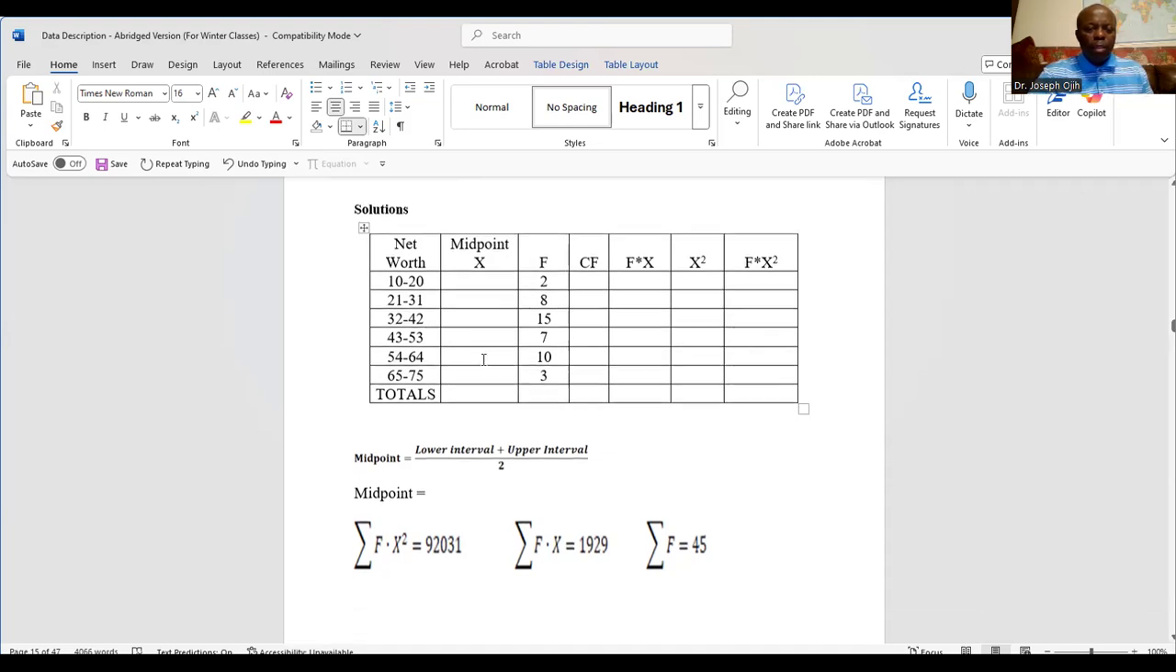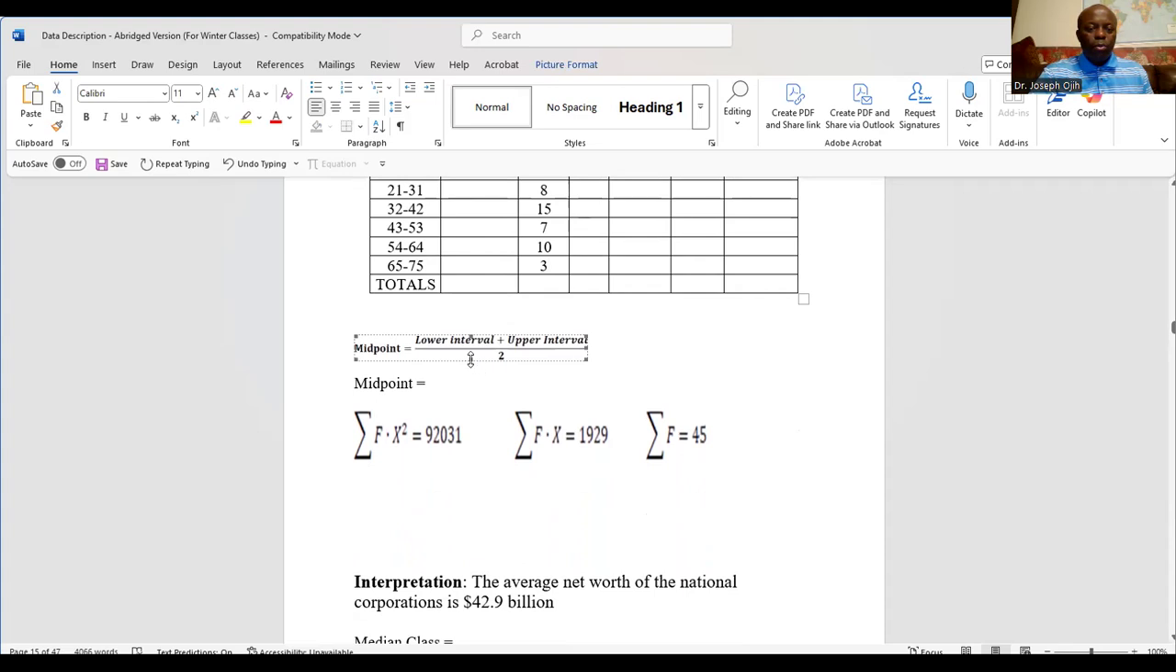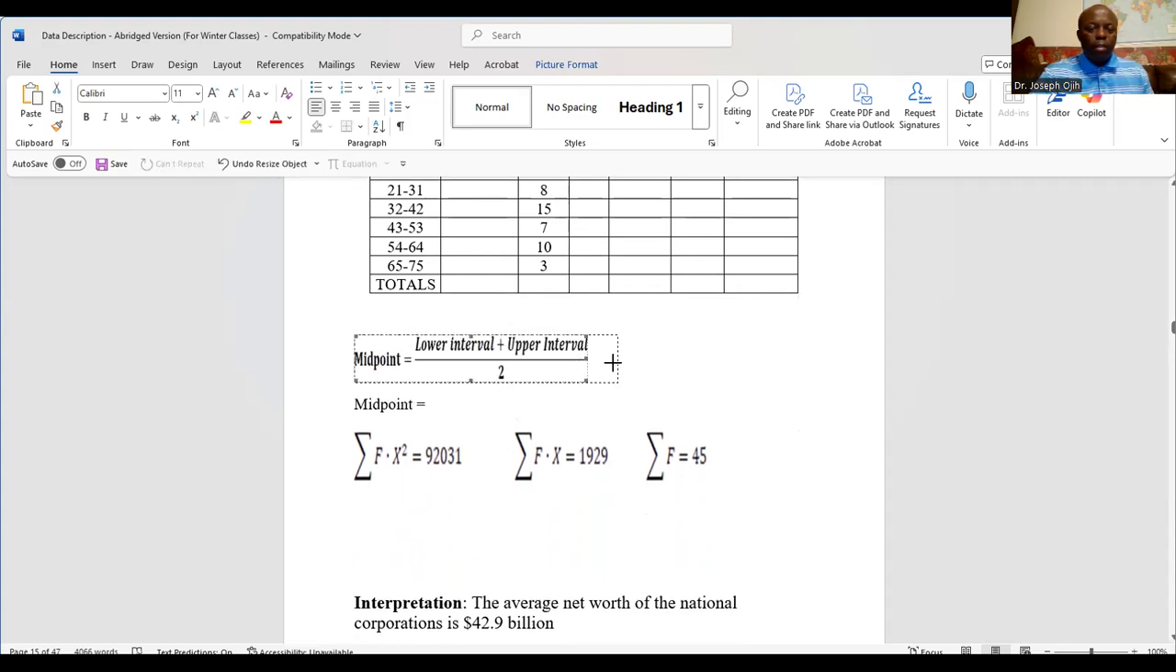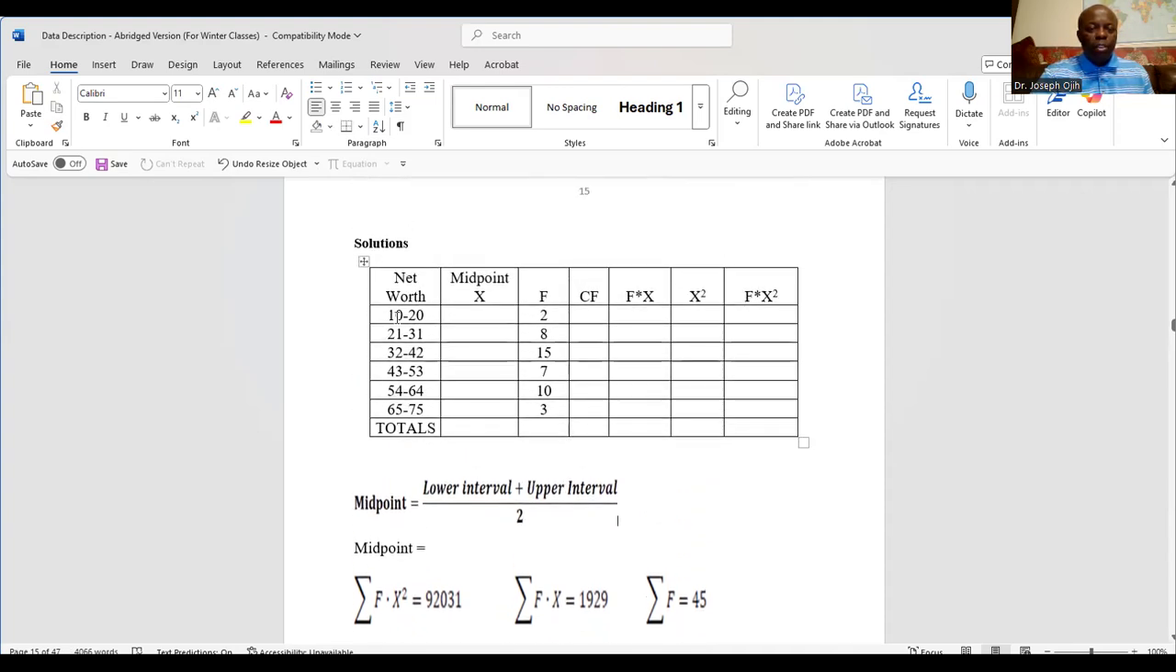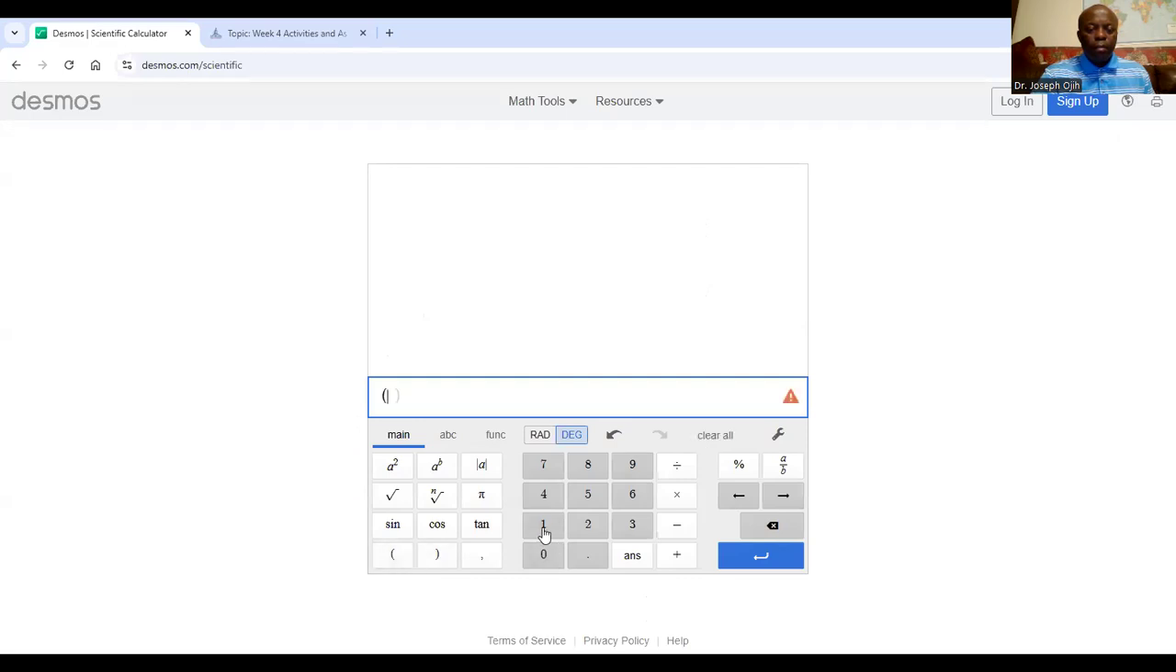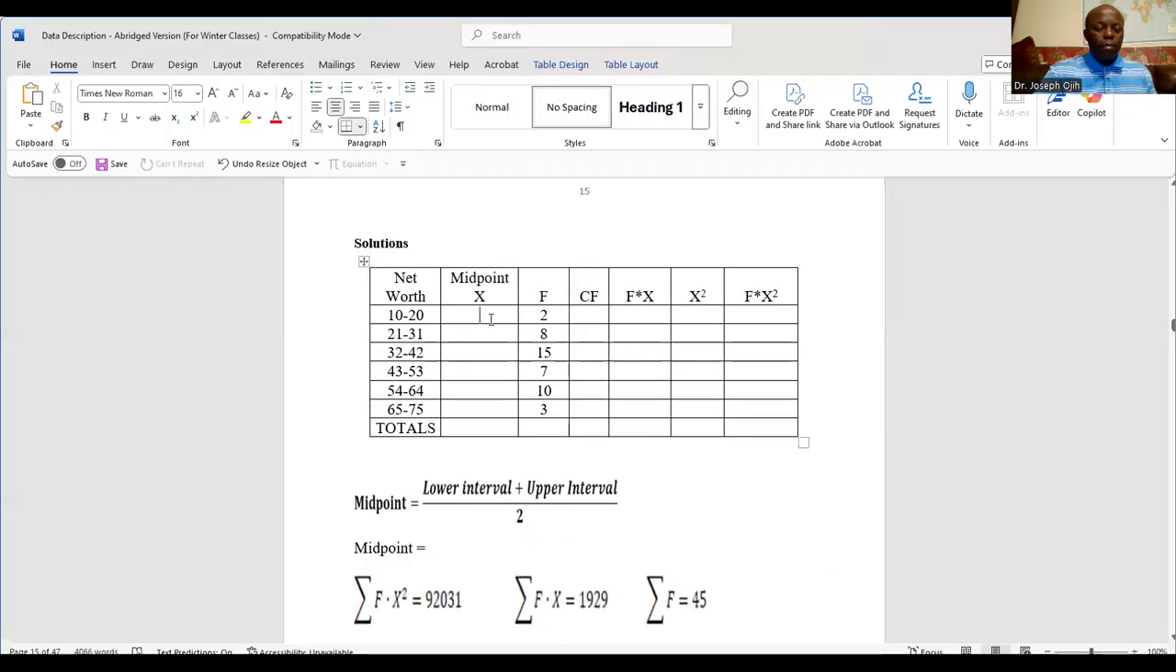Now the midpoint. Remember the formula is to add the lower interval plus the upper interval, divided by 2. So the midpoint for this would be 10 plus 20 divided by 2. On the calculator, 10 plus 20 divided by 2 is 15. So we go down and put 15. Follow that method to get the rest of the midpoints.